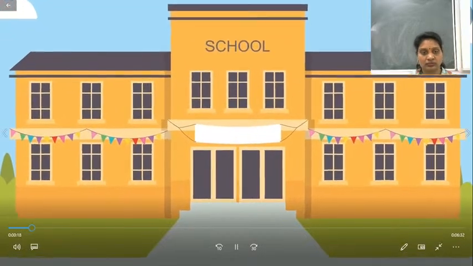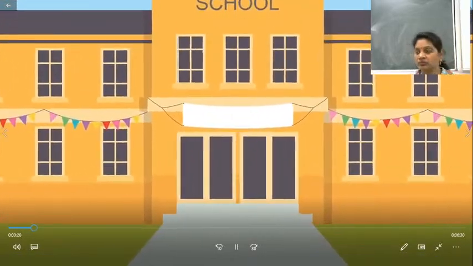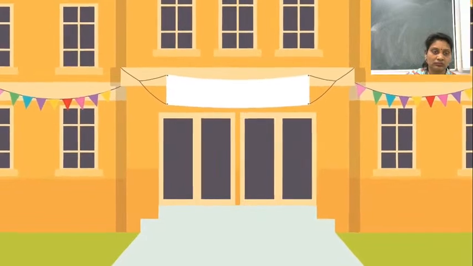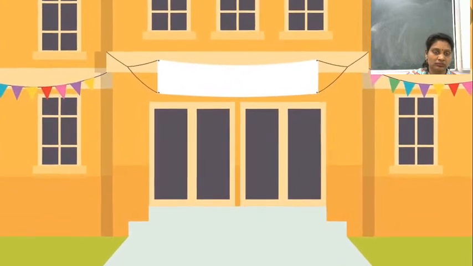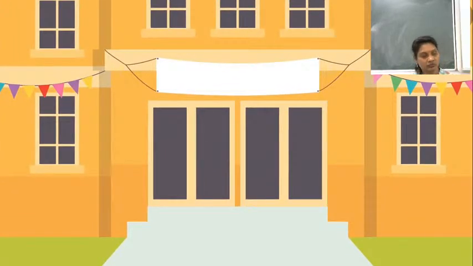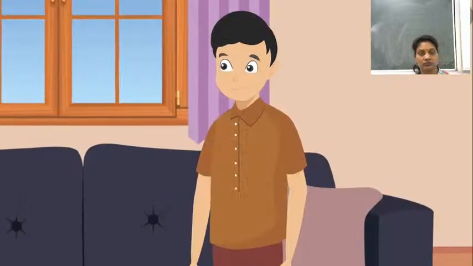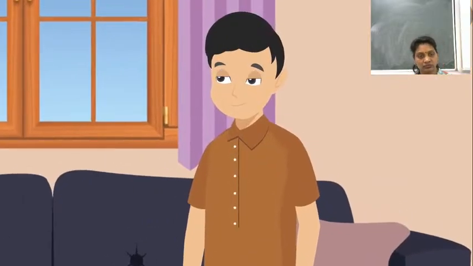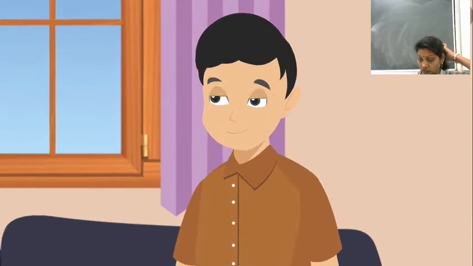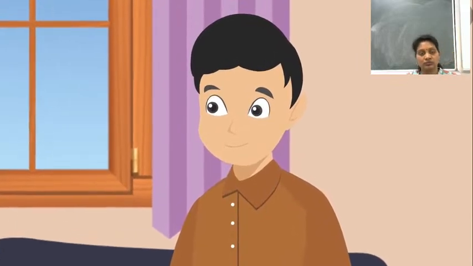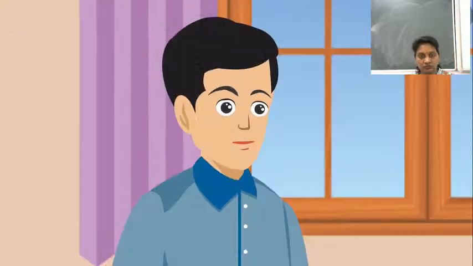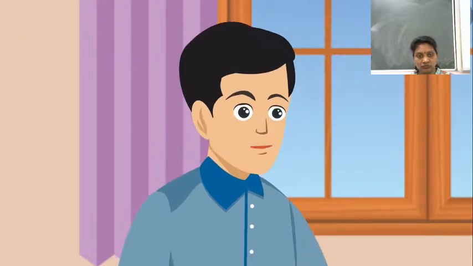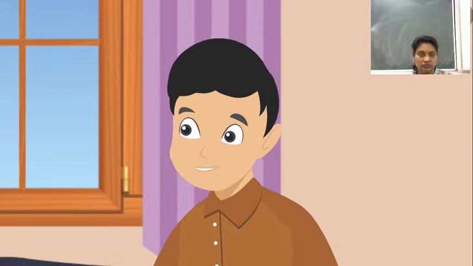The exhibition was going to be held in Ankit and Pawan's school. Both decided to take part together. They had to show an experiment related to air. Pawan has come to Ankit's place to discuss about the project. Pawan, come sit. I will get some water for you. No, Ankit, you also sit.